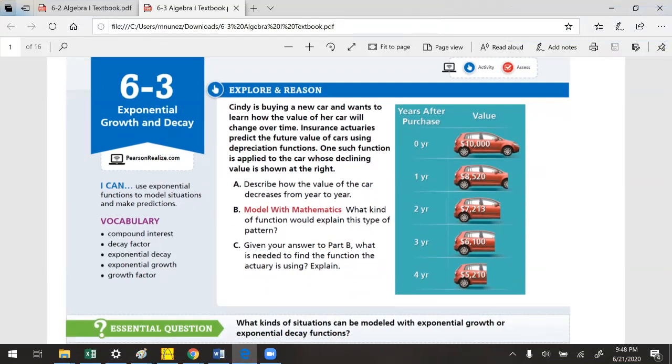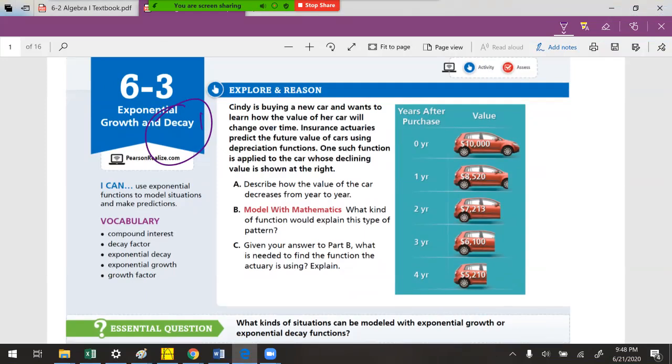Notice this. Cindy's buying a new car, okay? When you buy a new car, the car value depreciates, okay? So if it depreciates, we can call that exponential decay because it's going down. If it's growth, it's gonna go up, okay?